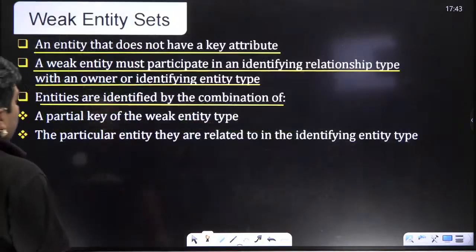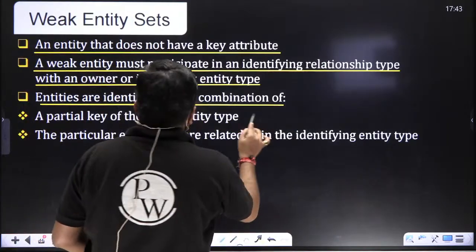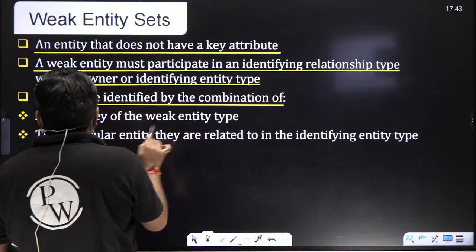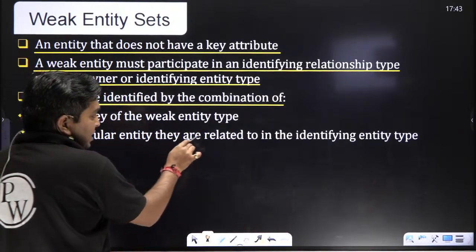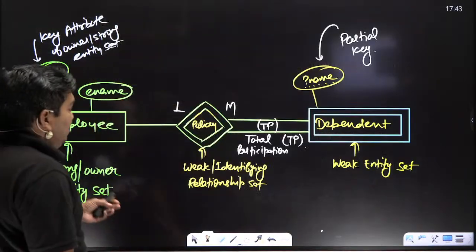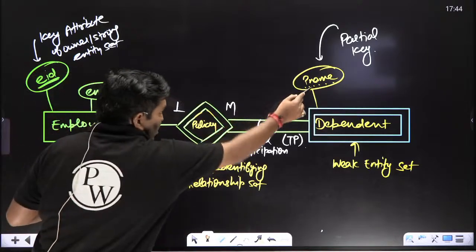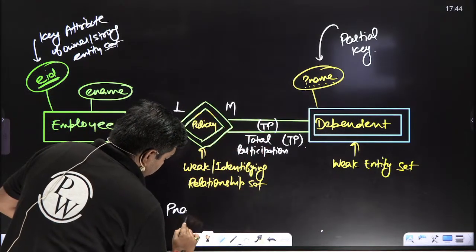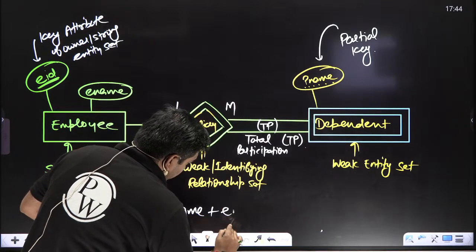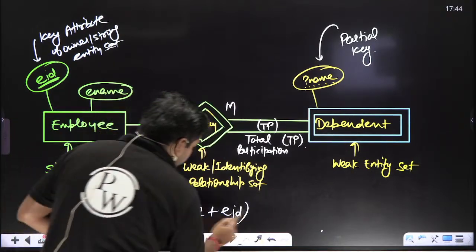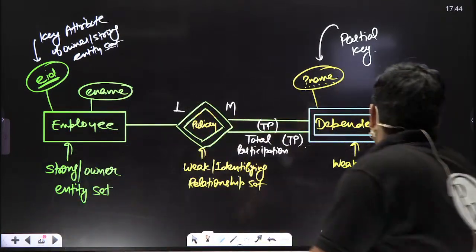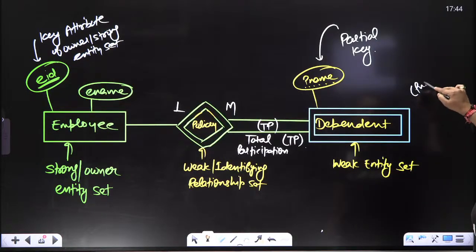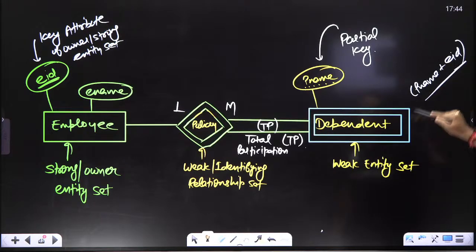So partial key, listen carefully. The partial key of the weak entity type, together with the particular entity it is related to in the identifying entity type, means partial key, P name, plus employee ID. How will they be represented, how will they identify? Here, partial P name plus EID will identify each entity.